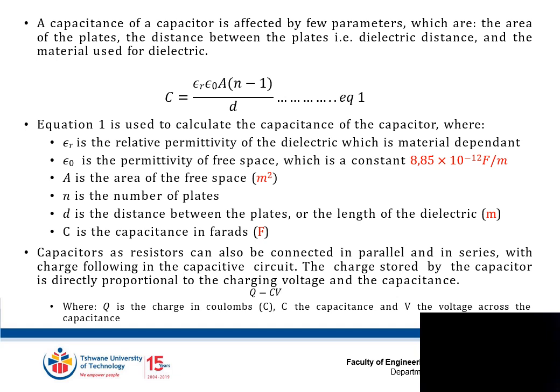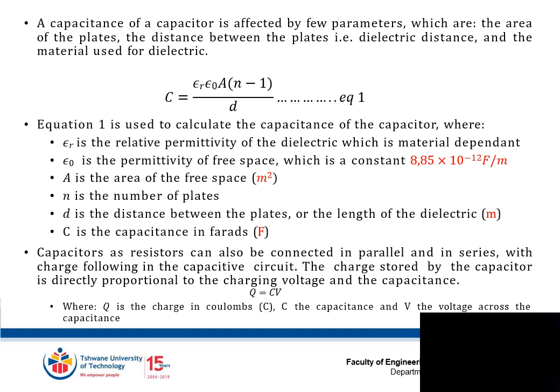The formula in equation 1 is used to calculate the capacitance of a capacitor, whereby the area is calculated using the size of the plate, and then n minus 1 stands for the number of plates. If it's 2 plates, it will be 2 minus 1. If it's 4 plates, it will be 4 minus 1, divided by d, which is the distance between the two plates. And then the capacitance is also affected by the material used for the dielectric.